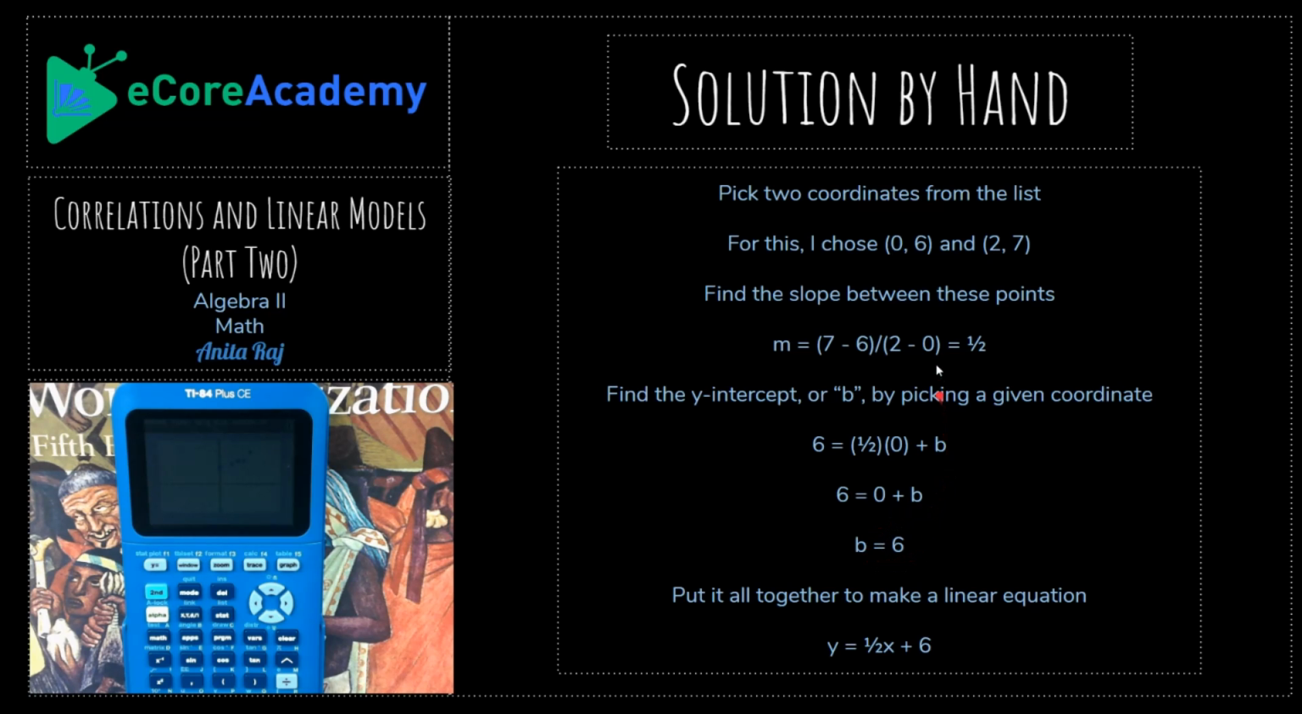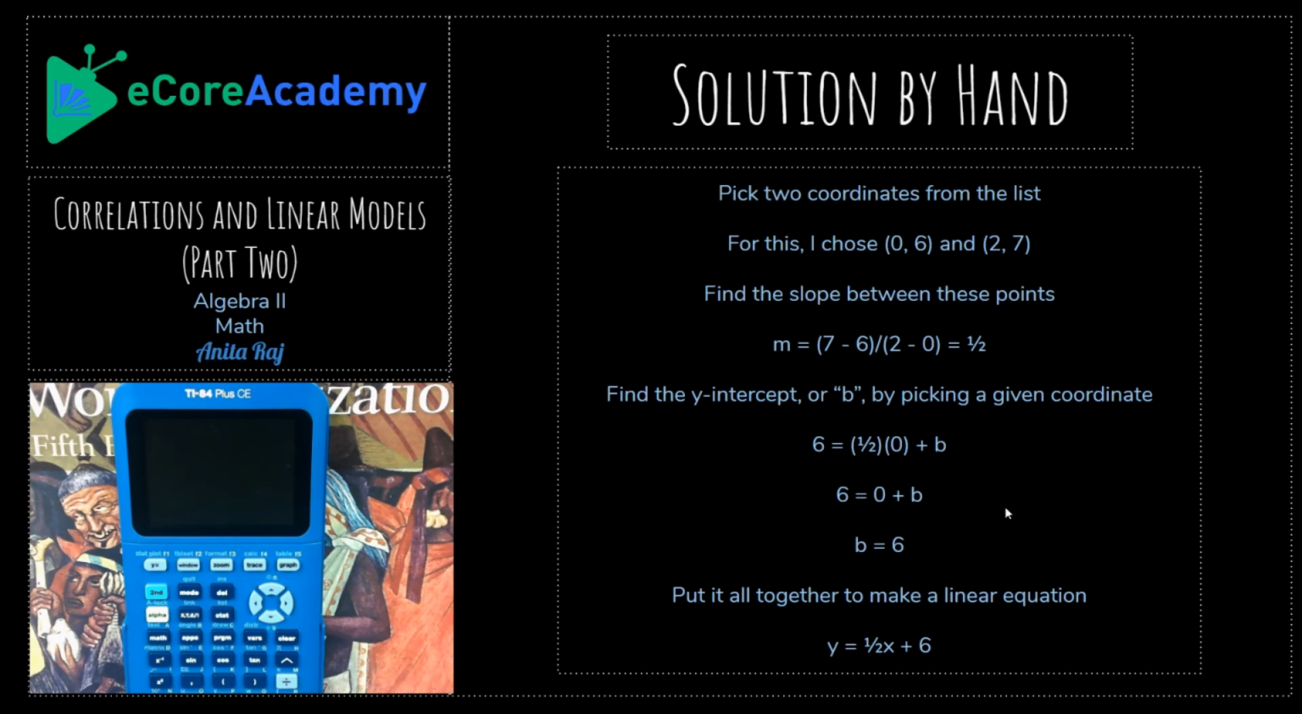If you didn't already notice, this coordinate was 0, 6, so this was already the y-intercept. You didn't have to go through these steps, but I just want to show you how to do it. If you didn't see that, there's always this, you get to the same answer, so there's no problem. Then after that, you put it all together to make a linear equation. Your slope is 1/2, your b is 6, so you put it together and you get y equals 1/2 x plus 6. That is a pretty good approximation of what the linear regression would look like, if you solve it by hand.